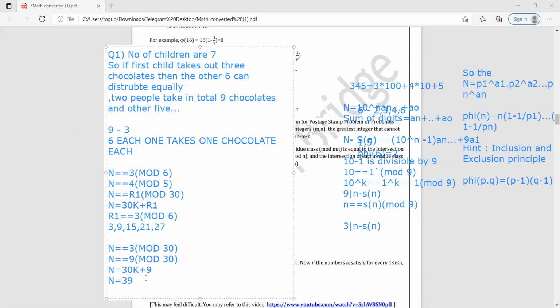If the first person takes 3 chocolates, 36 remain. Does 6 divide 36? Yes. So 6 chocolates for each person.